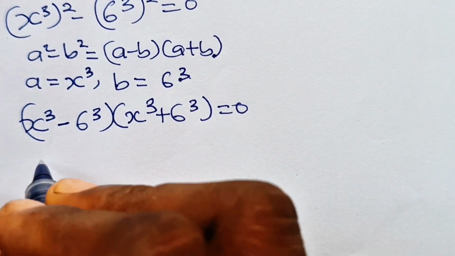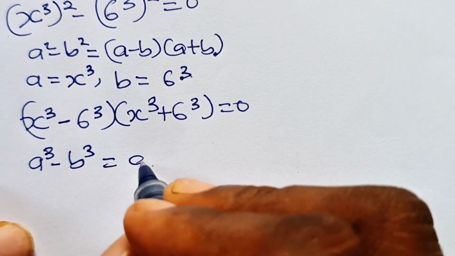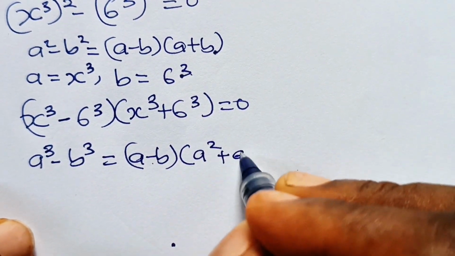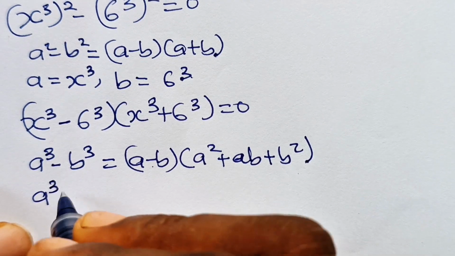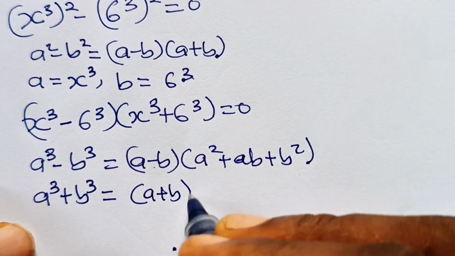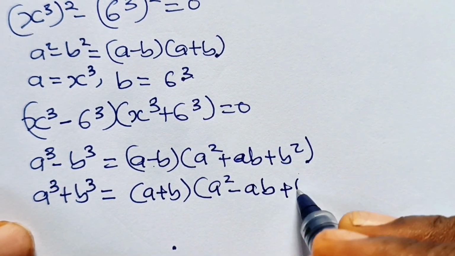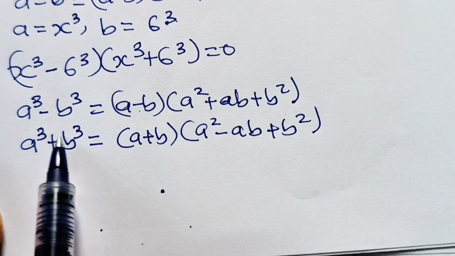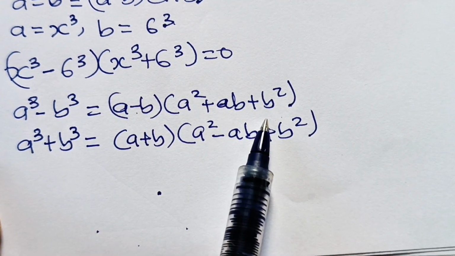Now, a^3 minus b^3 is equal to a minus b multiplied by a squared plus ab plus b squared. And a^3 plus b^3 is equal to a plus b multiplied by a squared minus ab plus b squared. Okay, so we are going to express this in this form.